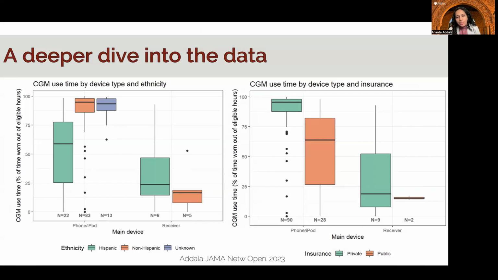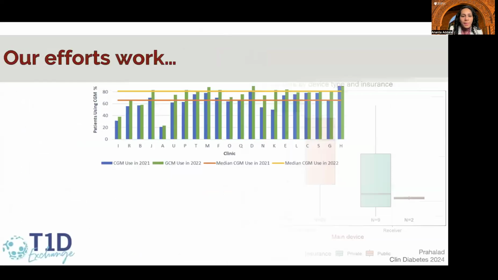So I share this example both for researchers and clinicians to make sure that before we come to a conclusion, we're really thinking twice about how that's going. And I want to underscore, listen, our efforts work. There's been a concerted effort in the United States to try to get kids and adults on CGM. And this is type 1 diabetes exchange data. And what we're able to show is that, yeah, it really does get better.